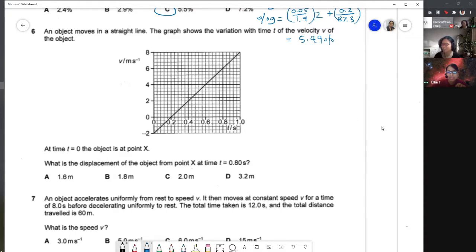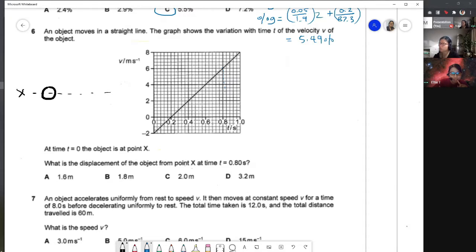Okay, question 6. You're given a graph. An object is moving on a straight line. The graph shows the variation with time t of the velocity v of the object. What is the displacement of the object from point x? So at t equal to 0, because t equal to 0 is when the object is at point x, to t is equal to 0.8. So we're going to stop here.